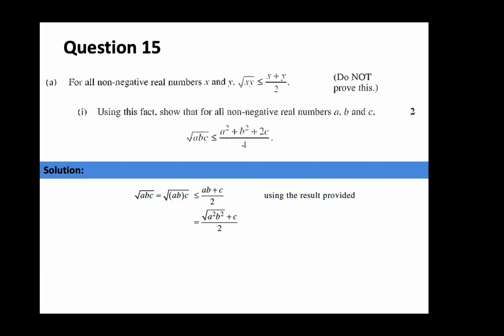Many ways to do this question. However, probably the easiest proof involved putting X equal to AB and Y equal to C, and then reapplying the Cauchy inequality a second time to get the required result.